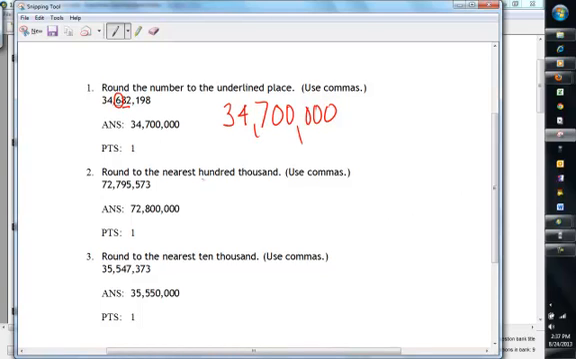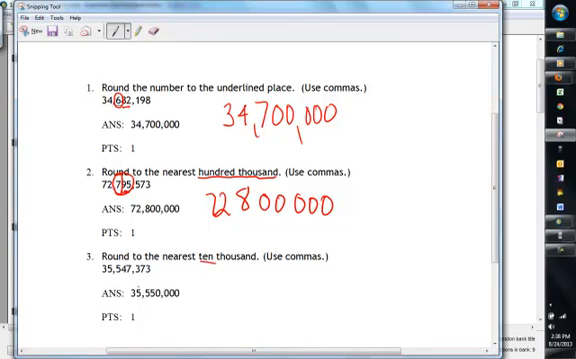On the next one, now we have to go to the hundred thousands place. So we're in the thousands group. And in the hundreds of the thousands group, look at the number after it. It's bigger than 5. So we change the number inside to one bigger. Write everything in front of it the same. Everything after it as zeros.